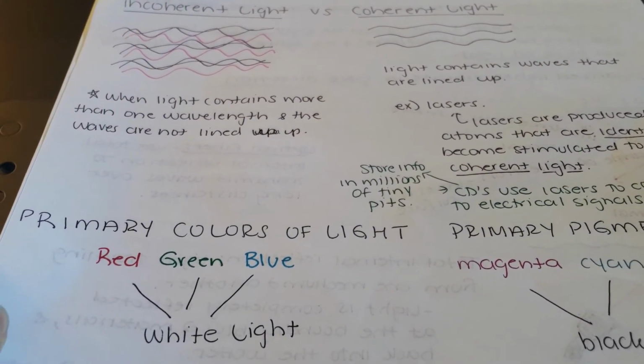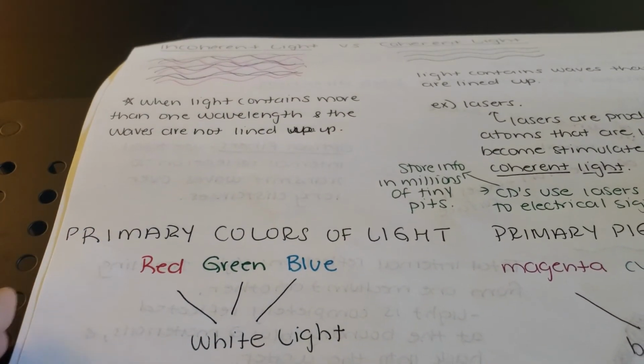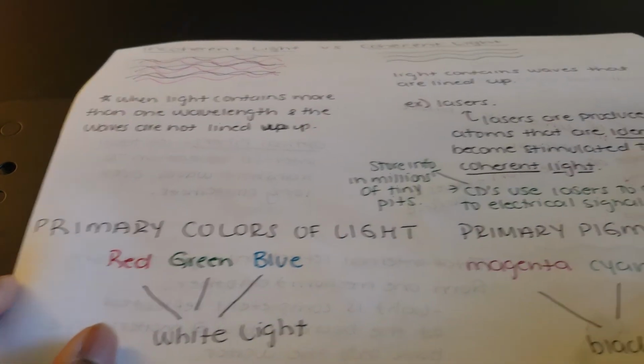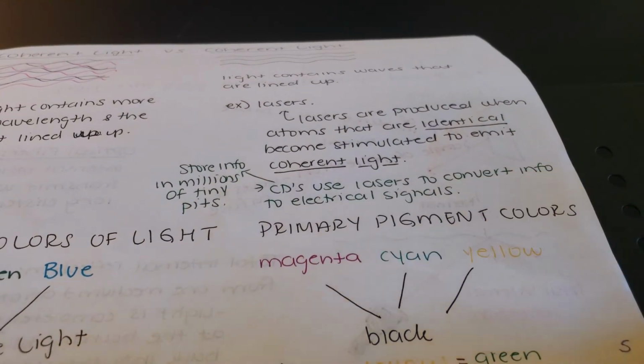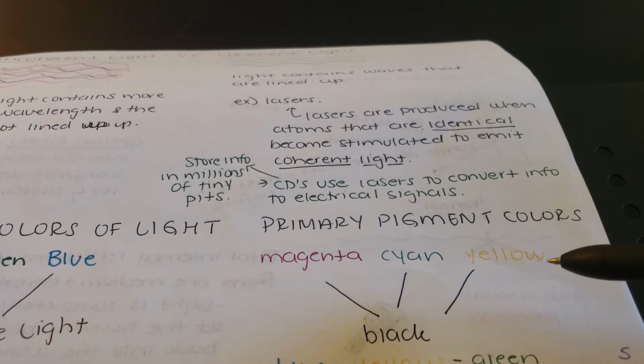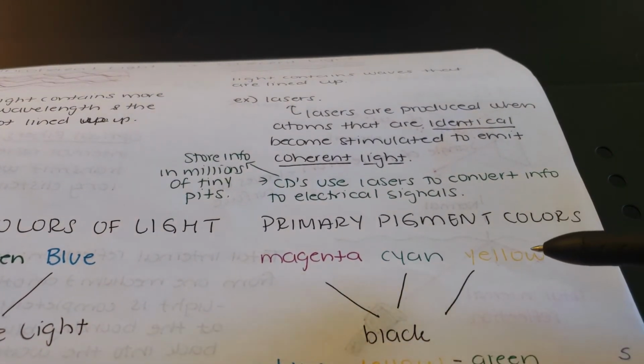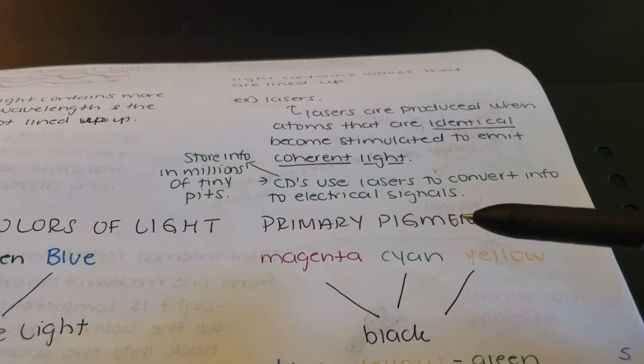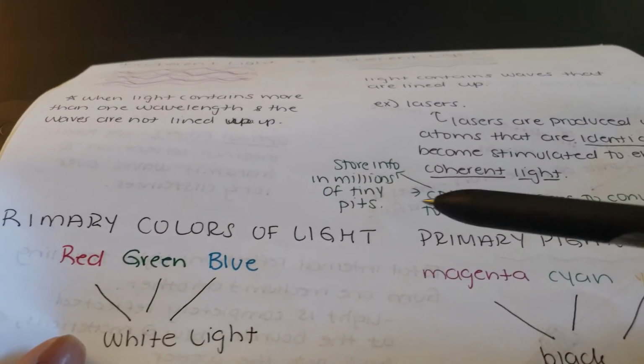So let's move on to primary colors of light. Primary colors of light are red, green, and blue. And when you combine these primary colors of light, they make white light. They have to be in equal amounts, so you can't have more red than green, or more green than blue, or more blue than green and red. In equal amounts of red, green, and blue, you can make white light. On the other hand, primary pigment colors are magenta, cyan, and yellow. But when you mix these primary pigment colors together, you're not getting white light, you're getting a black, dark color. Okay, so that's the difference between primary pigment colors and primary colors of light.